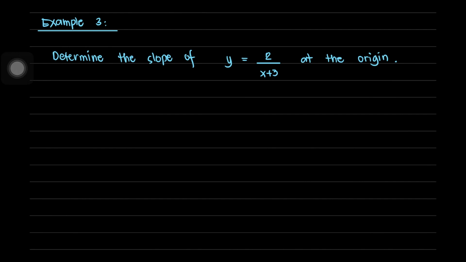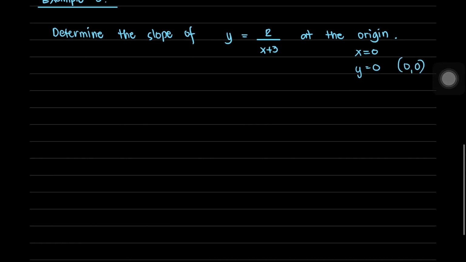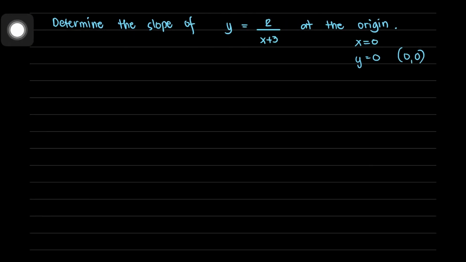Alright, so if we can solve for the derivative of this one, and the given point here is the origin, that means to say that x equals 0 and y equals 0, or that is (0, 0). The first thing that we're going to do here is get the derivative of this one. So in solving for the derivative of y equals 2 over x plus 3, using the 5 steps of differentiation, the first step is change y to y plus delta y and x to x plus delta x.